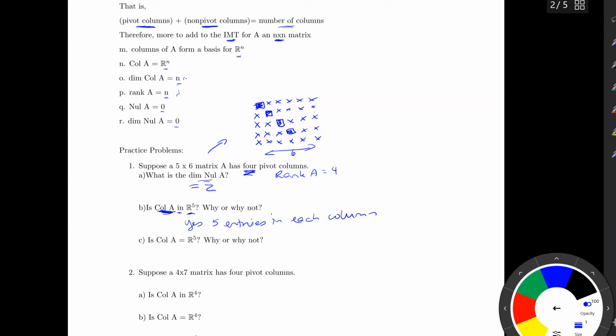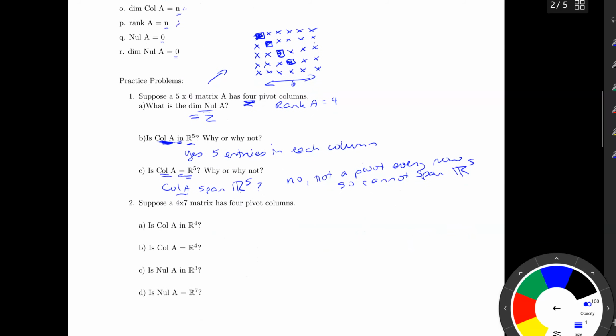Okay, so is Col A equal to R5? That is a way of asking, do the columns of A span all of R5? Can I get to everything in R5 from linear combinations of the columns of A? No, there's not a pivot in every row, so they cannot span R5. So there's a difference between in and equal to.